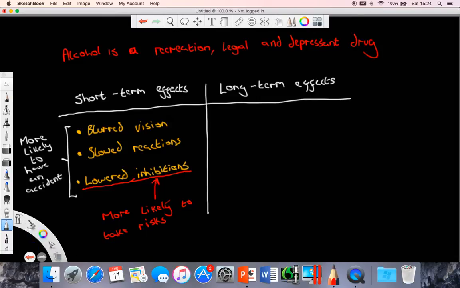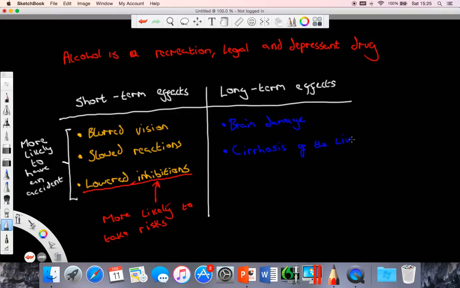Okay? Now, alcohol also has some long-term effects. Alcohol can cause brain damage. If you drink lots of alcohol over many years, you can cause brain damage. Okay? Brain damage. You can also get something called cirrhosis of the liver. Cirrhosis of the liver. Now, cirrhosis is spelled like this. Cirrhosis of the liver.